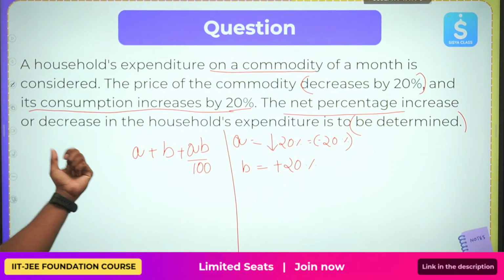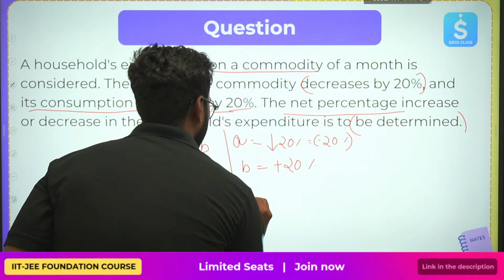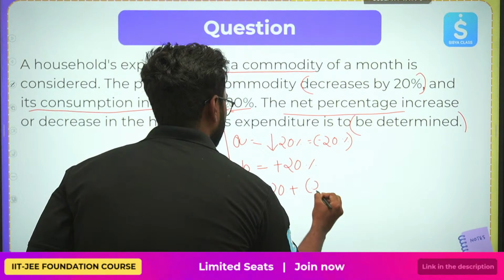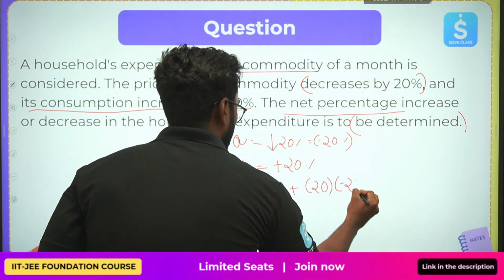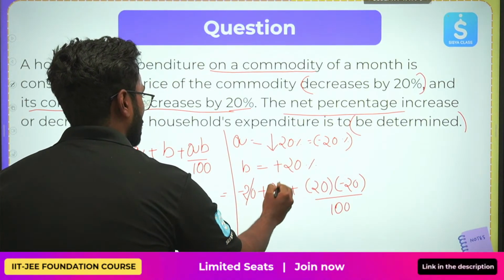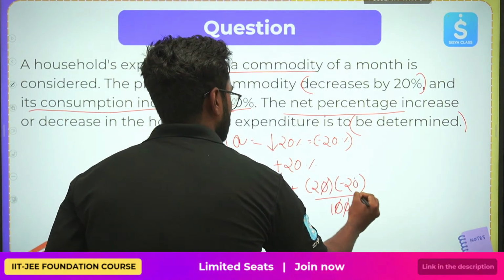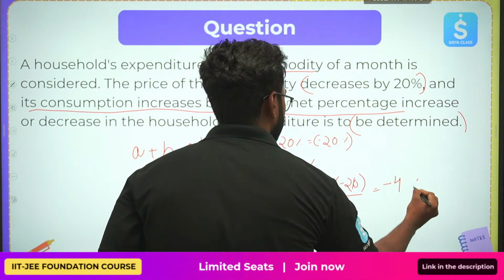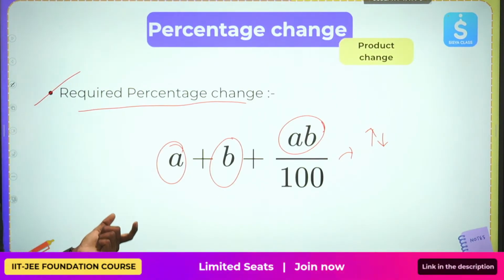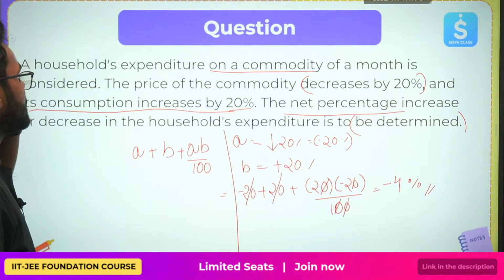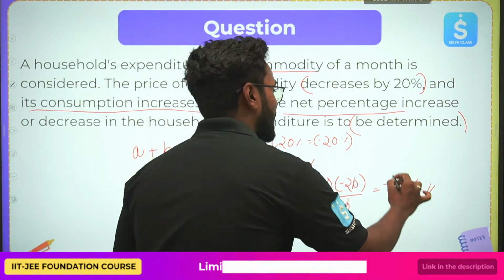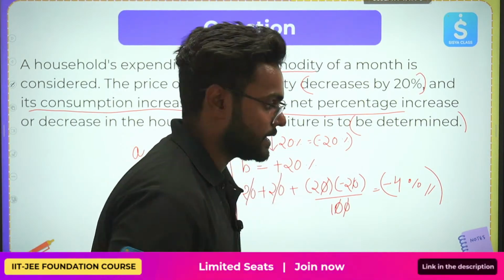Now, let us find the relative change, which should be minus 20 plus 20 plus 20 into minus 20 upon 100. So this should be cancelling out. This would be coming up to minus 4%. Got it? The formula A plus B plus AB by 100. Using this, we found out the net percentage decrease, so that it is getting decreased. How much? By 4%. Great.